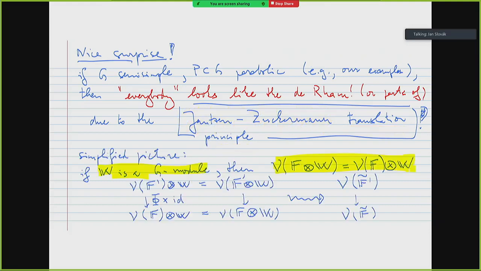The simplified picture for this principle is as follows. If we take a G module instead of a P module, right? So we always can view every G module as a P module. No one can prevent us from doing that. Then it's a nice thing to observe. It's just rather an observation, nothing complicated.